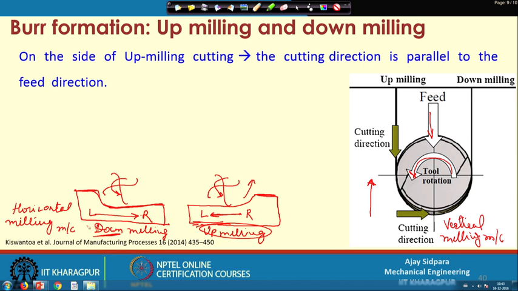Right, whatever we explained in this particular diagram was about the horizontal milling machine, because in the horizontal milling machine we encountered these two different types, up milling and down milling, in different configurations, because you have to change the direction of either the workpiece or the cutting tool so that you can get the up milling or the down milling.